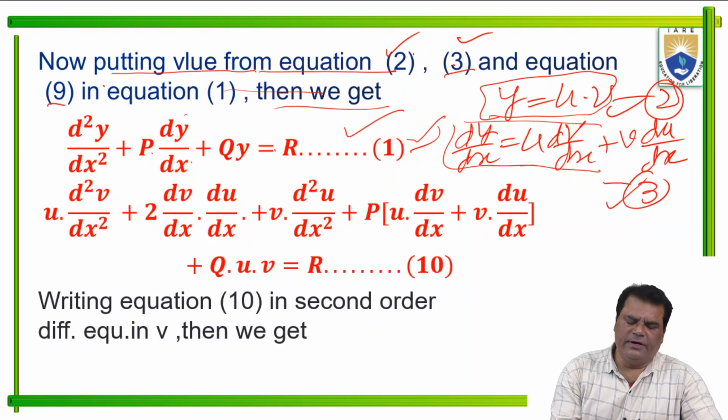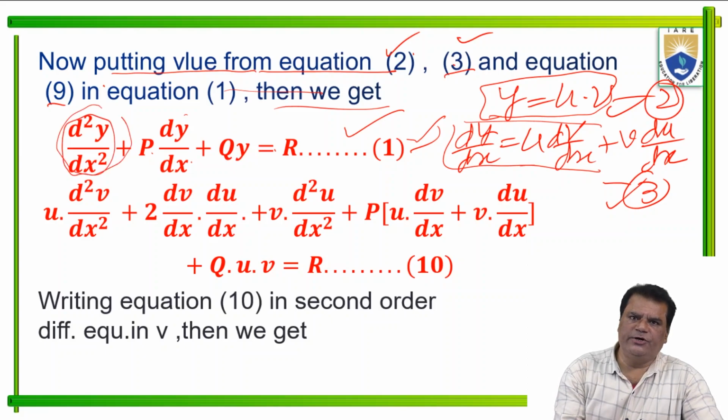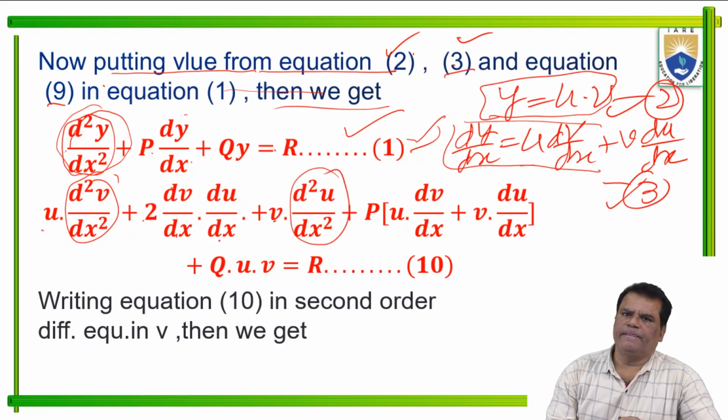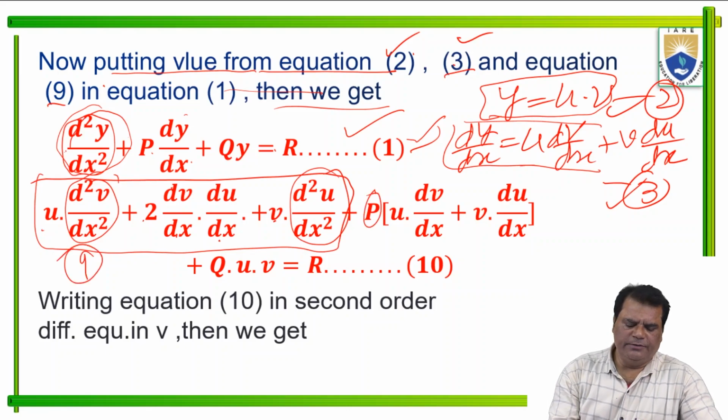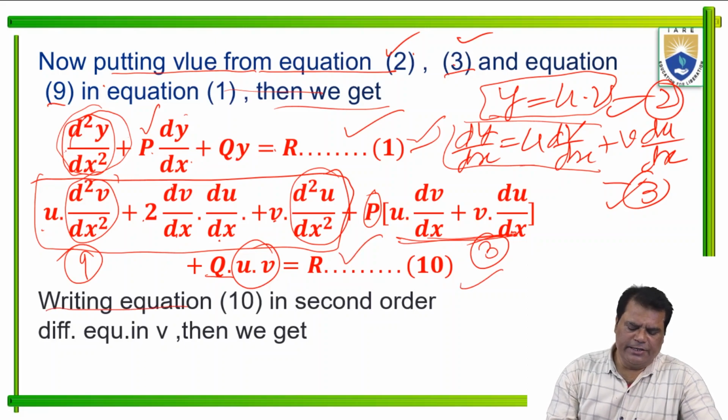So in 9 we put the values. First of all, from equation 9, the value of d2y/dx2 is u d2v/dx2 plus 2 dv/dx du/dx plus v d2u/dx2. This is the value of the total second order derivative, from equation 9. Plus p times the value of dy/dx from equation 3, plus q into y, the value of y from equation 2, equal to r. This is equation 10. Writing equation 10 as a second order differential equation in v.